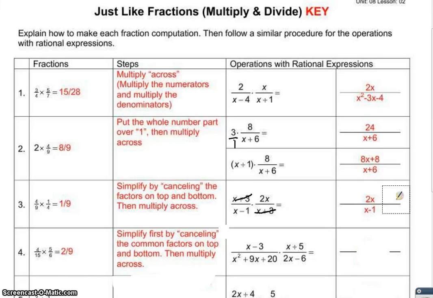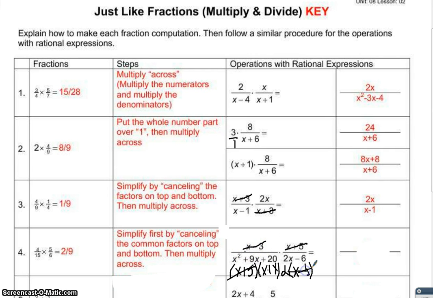Okay, looking at number 4, it says I'm going to simplify first by canceling the common factors on the top and bottom. So just like I said, we're going to reduce. Here I'm going to factor this denominator. I'm going to factor out a 2, and I have x minus 3 left. And then on my trinomial, I'm going to have an x plus 5 and an x plus 4. Excuse me, I'm going to cancel my like terms. So I'm going to cancel my x plus 5s. I'm going to cancel my x plus 3s.